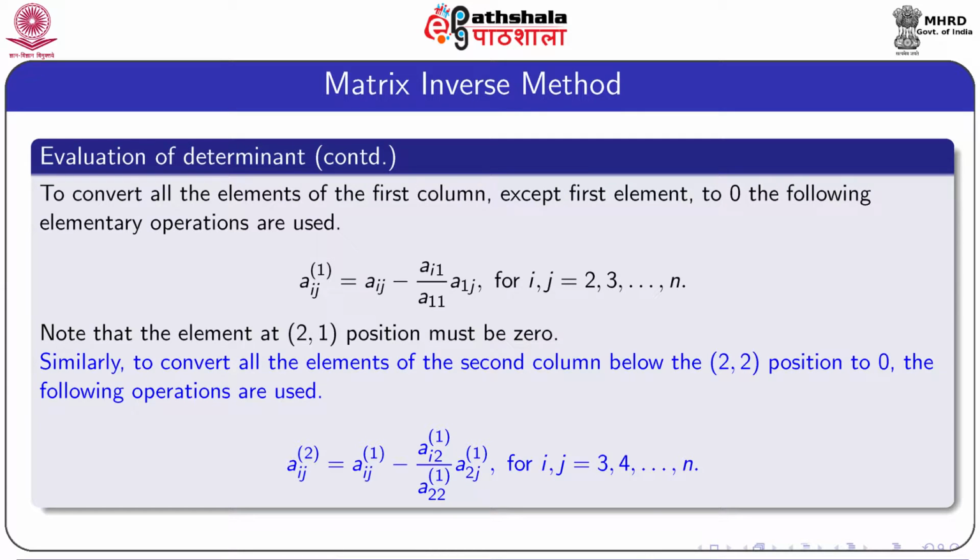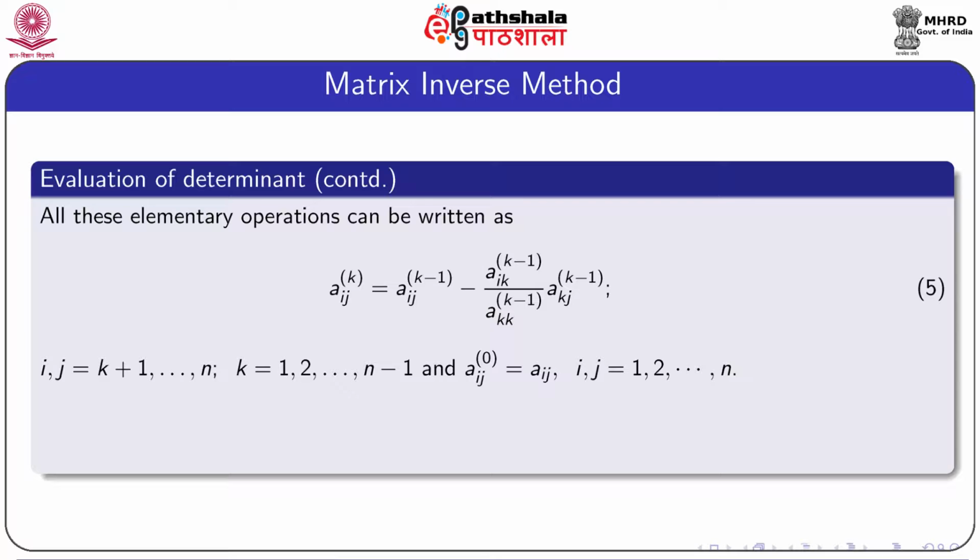Similarly, to convert all the elements of the second column below the (2,2) position to 0, the following elementary row operation is used. That means a_ij^(2) = a_ij^(1) − a_i2^(1) × a_2j^(1) / a_22^(1), and in this case the values of i and j are 3, 4 up to n.